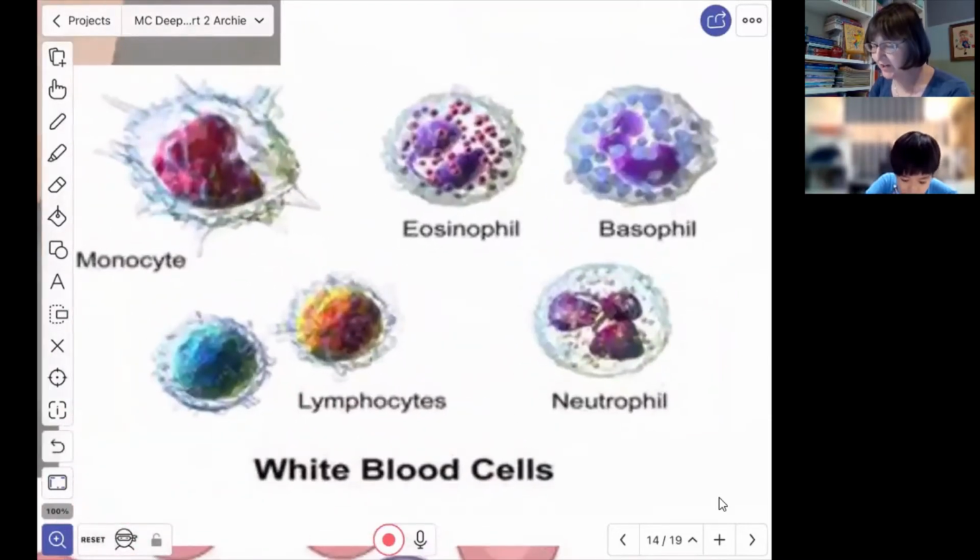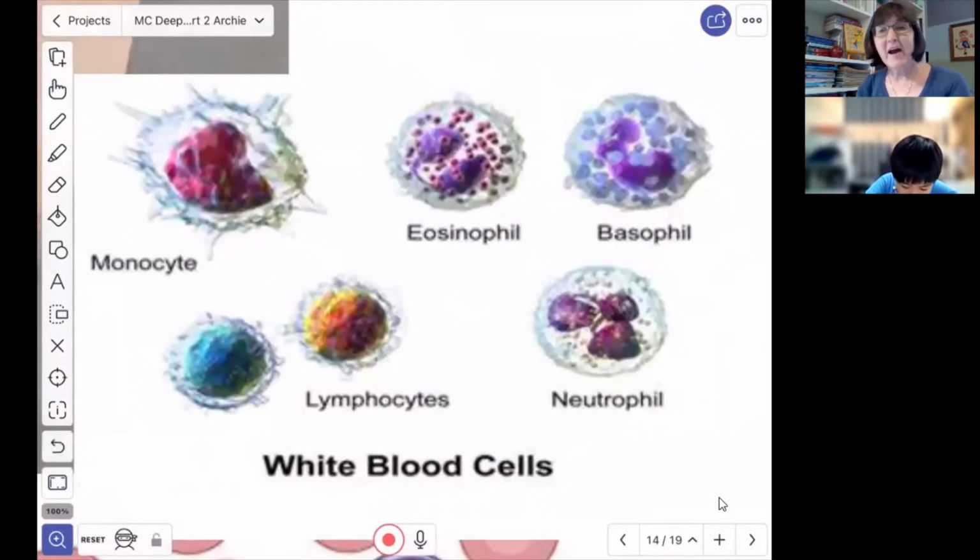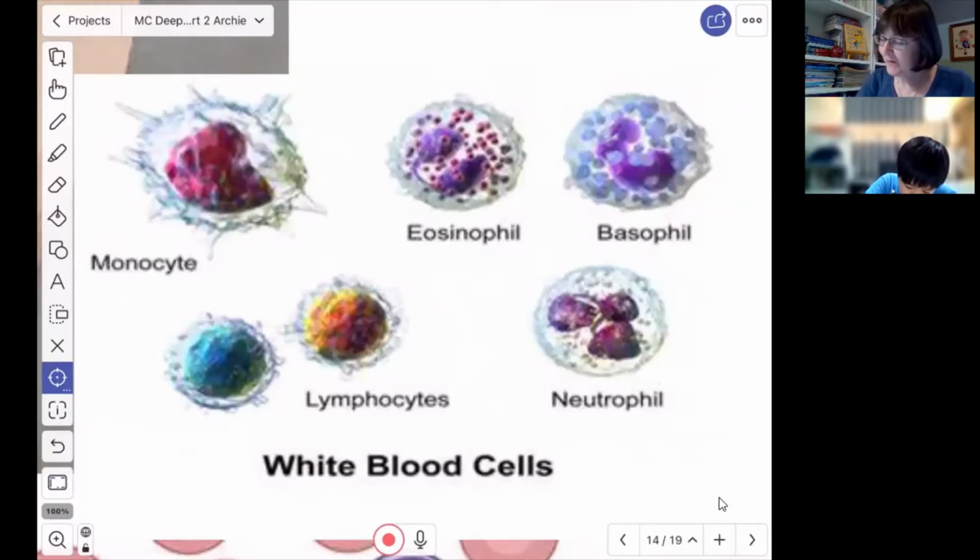Here's one more illustration showing the 5 different kinds of white blood cells. The monocyte, the eosinophil. The eosinophil shows up if we have allergies. If we have a lot of allergies and we looked inside our blood, we would see a lot of eosinophils, more than usual. And there's the basophil and the neutrophil and lymphocytes.